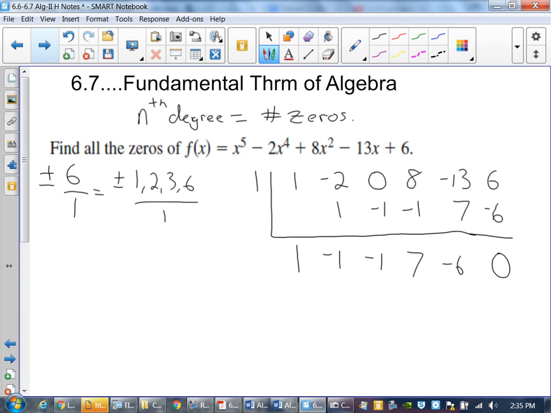Yay! We found a 0 right off the bat. So I have 1 is a 0. What's its term? X minus 1.